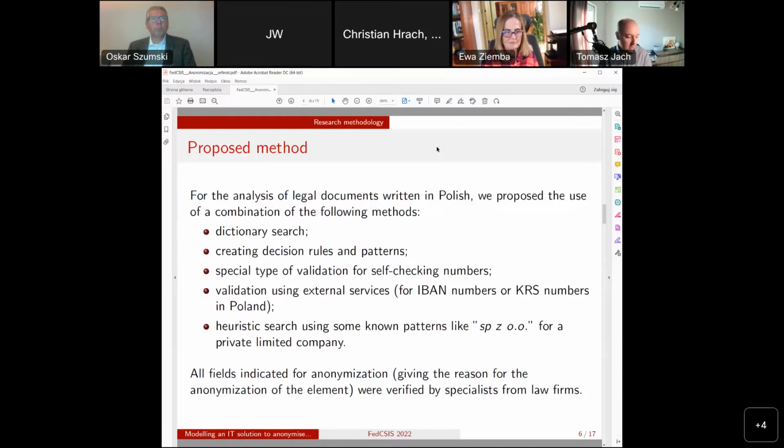Last but not least, there's a heuristic search using some of the known patterns, like that every private limited company in Poland has to include SPZOO inside the name. So we can use that to provide a heuristic approach: the capitalized words before that pattern probably form the name of a company.